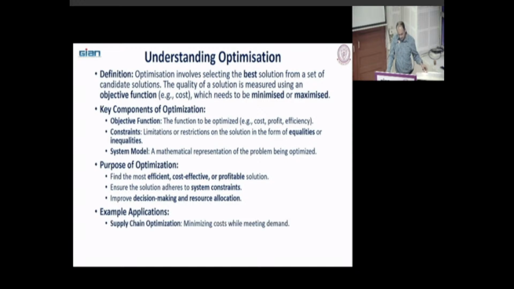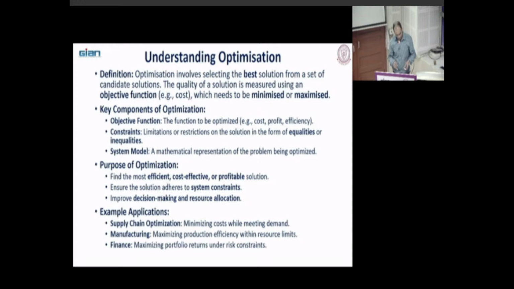Examples: minimizing cost while meeting demand, supply chain optimization. Manufacturing: maximizing production efficiency with resource limits. Resource limits means how many men, machines, labor available at your factory. Finance: maximizing portfolio returns under risk constraints. I don't know whether you do any share market or not, but when you do your portfolio, you see your rate of return, what is the risk, and you try to optimize your rate of return.